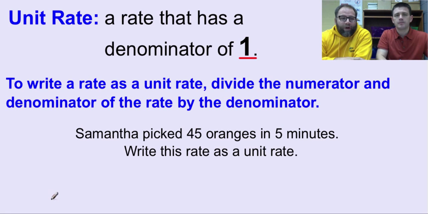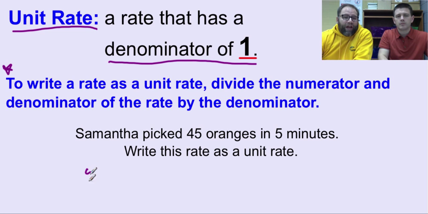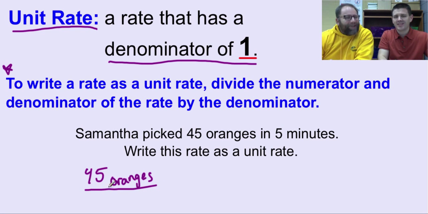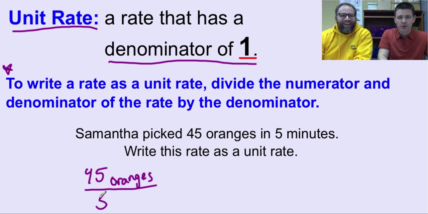So something unique about rates is a unit rate. And a unit rate is a rate that has a denominator of 1. So you've got it down to 1, and as we know, 1 is a unit. So to write the rate as a unit rate, we're going to do the actual division that we set up with that fraction. That is to divide the numerator and the denominator by the denominator. Basically, you're going to divide everything by the denominator. That's your rule of thumb.